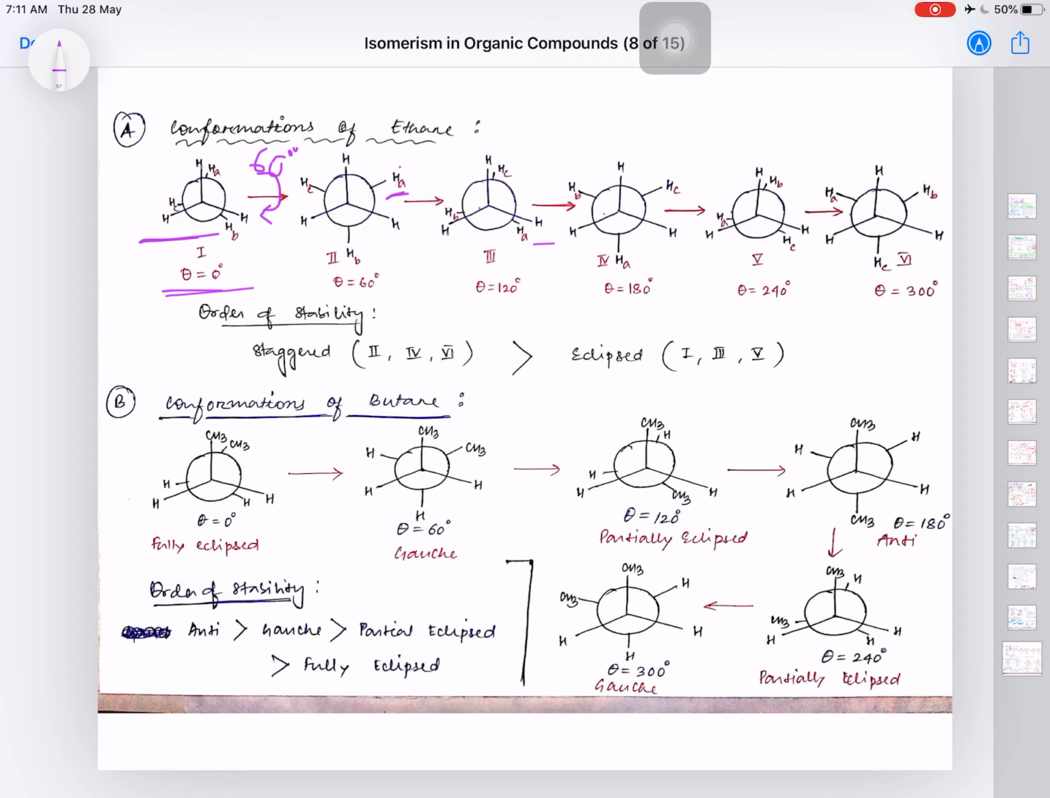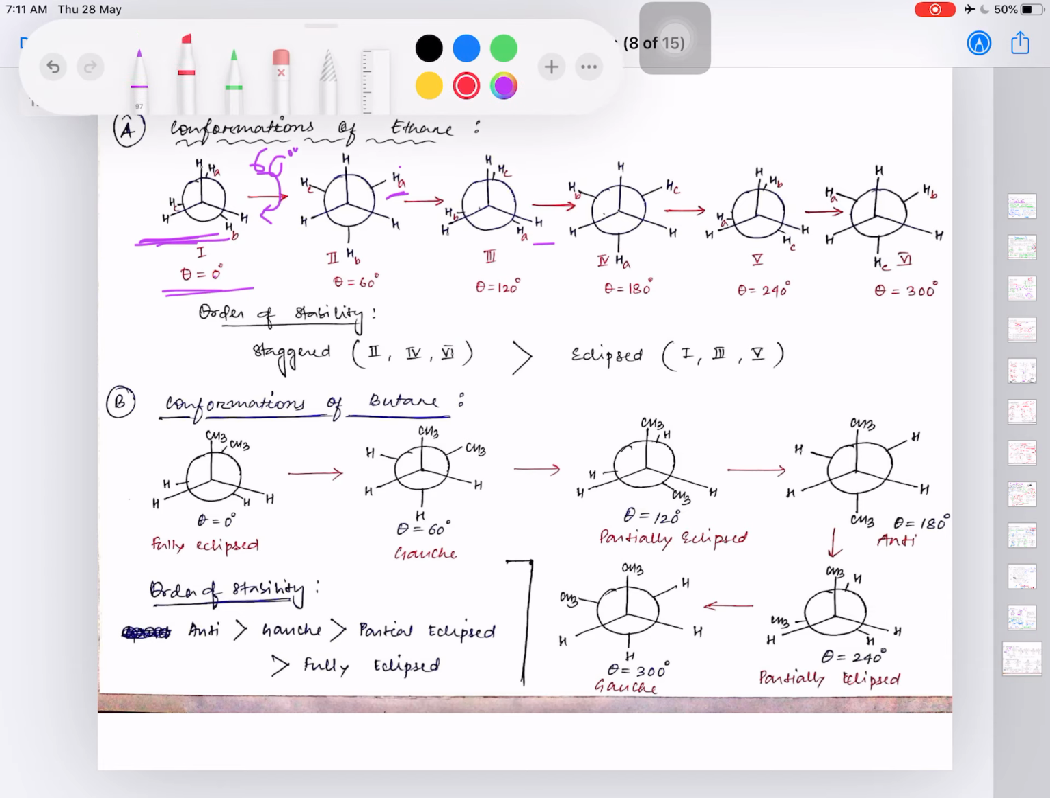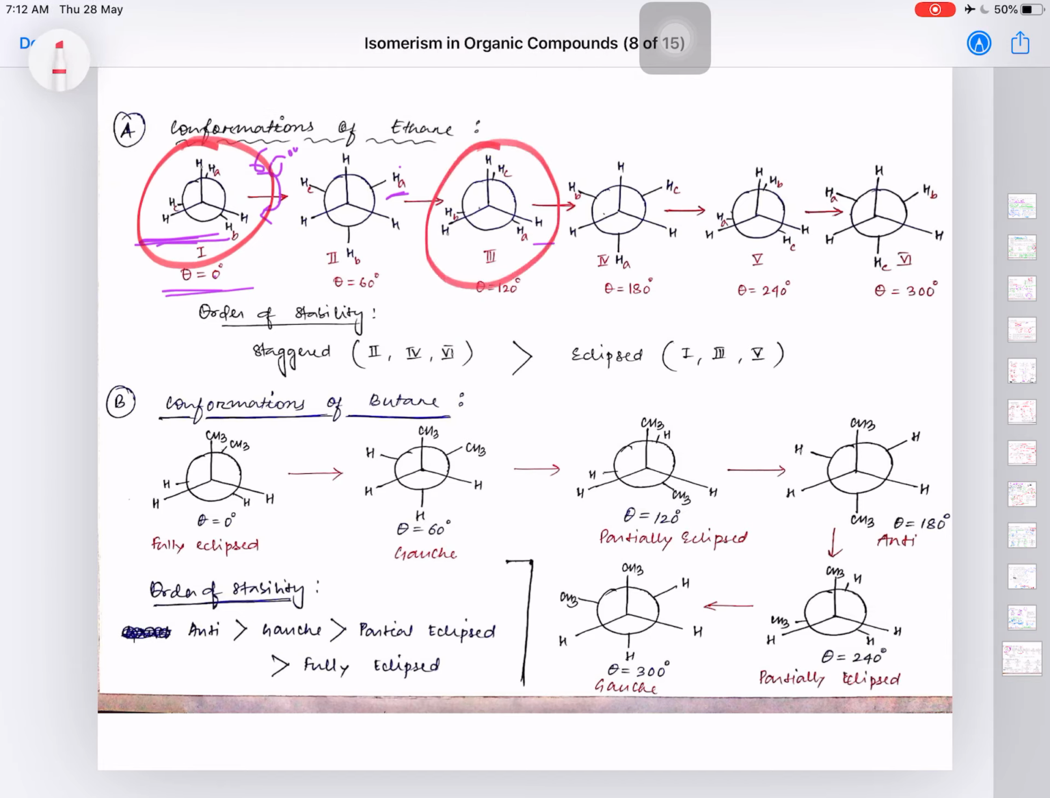Okay, now see, in this course of rotation we are getting 6 different types of arrangements. 3 arrangements are eclipsed, say the first, third and fifth structures, and the second, fourth and sixth are staggered. So in order of stability, staggered is more stable than eclipsed.